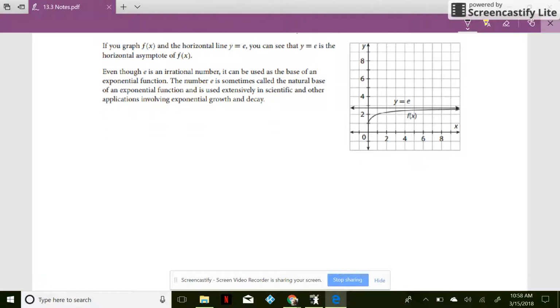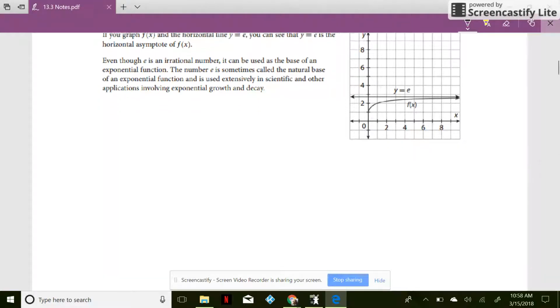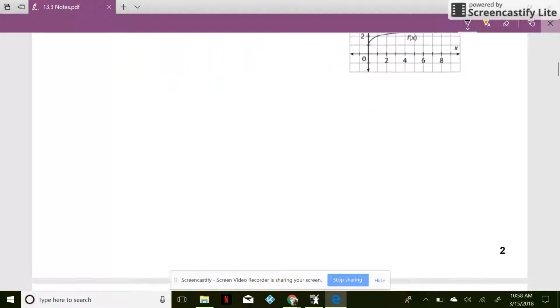So even though e is an irrational number, it can be used as the base of an exponential function. The number e is sometimes called the natural base of an exponential function and is used extensively in scientific and other applications involving exponential growth and decay.